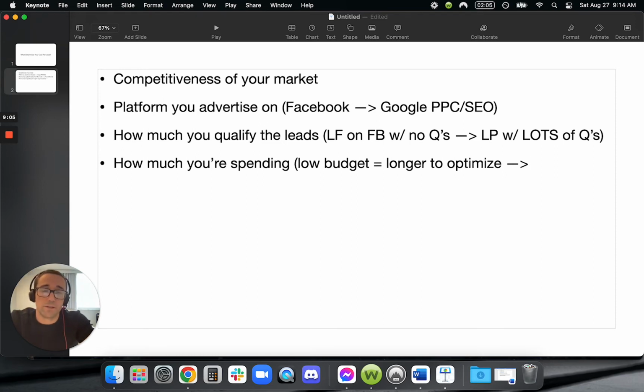The other end of that obviously is higher budget, which equals quicker to optimize.